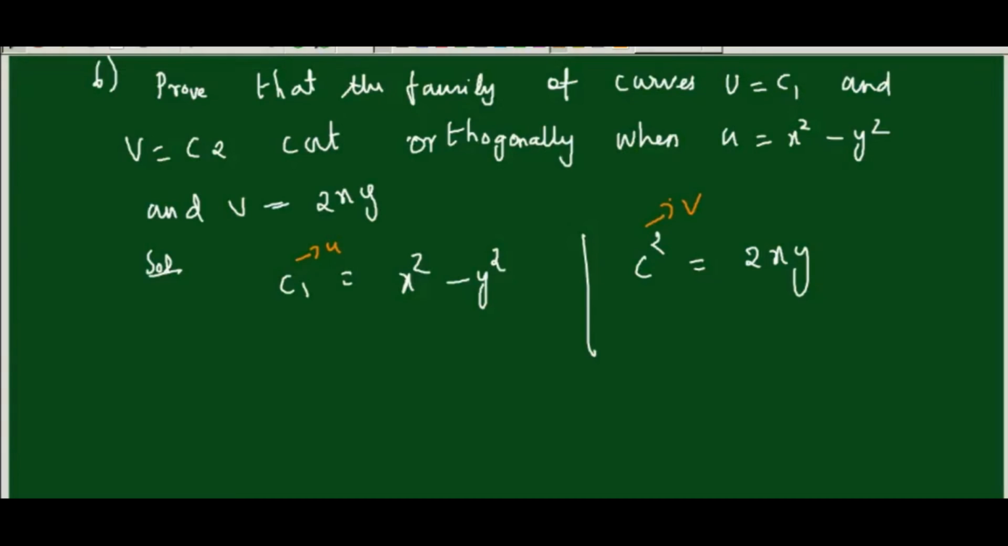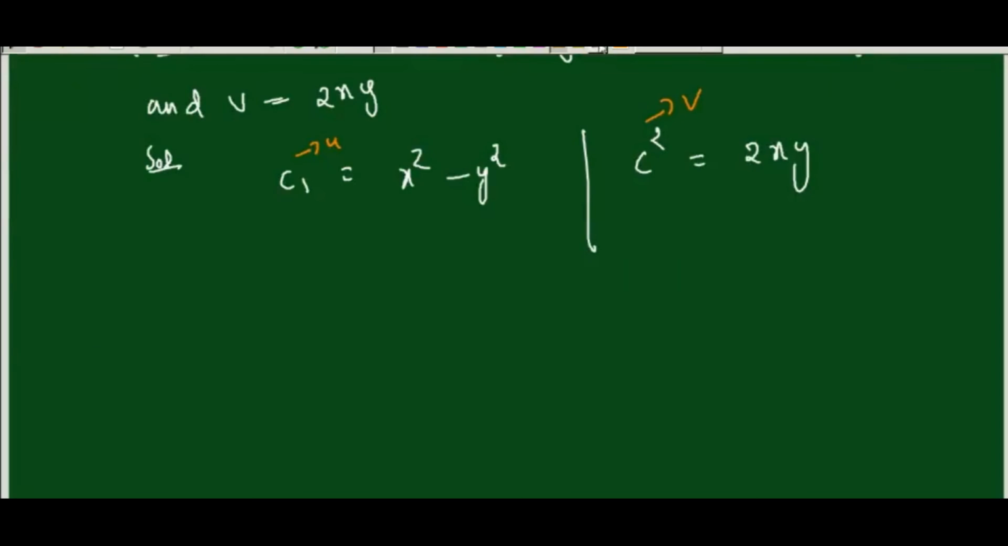So now what I'm going to do is differentiate U with respect to x, and similarly differentiate V with respect to x. Again I'm rewriting this equation. x square minus y square is equal to C1. Here also I'm writing 2xy is equal to C2. This is not C square, it is C2, as per the given problem. Now you are going to do the differentiation. One minute, I'll put the line.